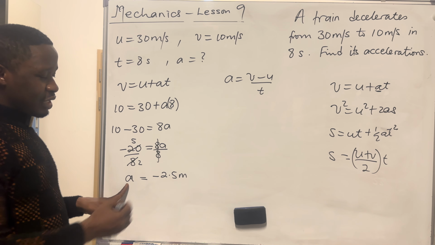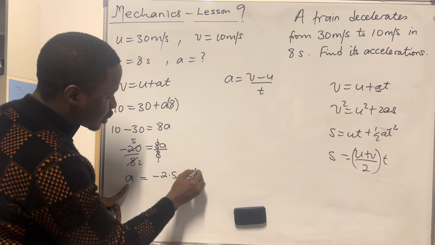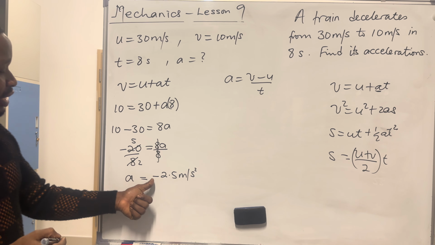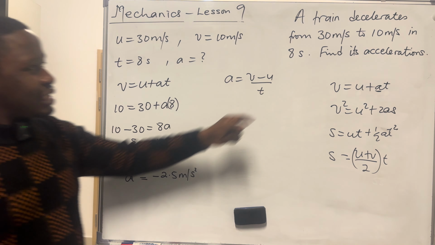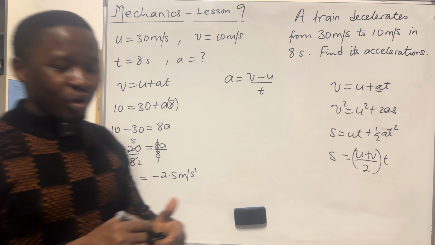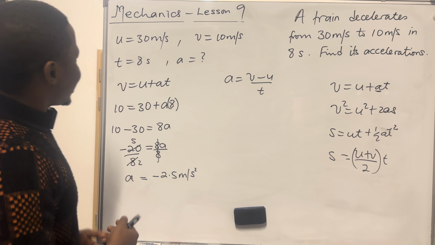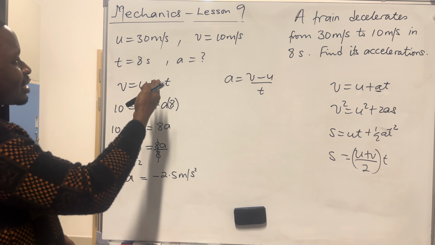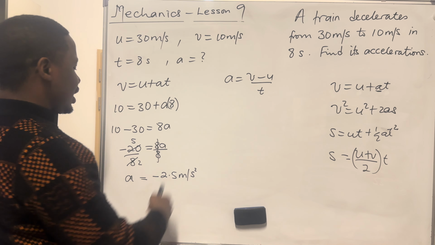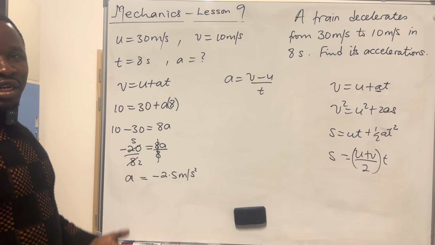The acceleration is always in meters per second squared. Why is it negative? Because it decelerates. Even if you don't see the word decelerate, the fact that the initial velocity is greater than the final velocity means that deceleration or retardation takes place.